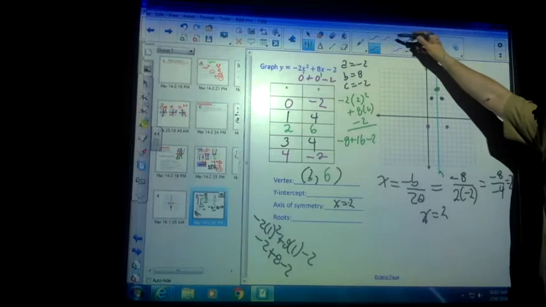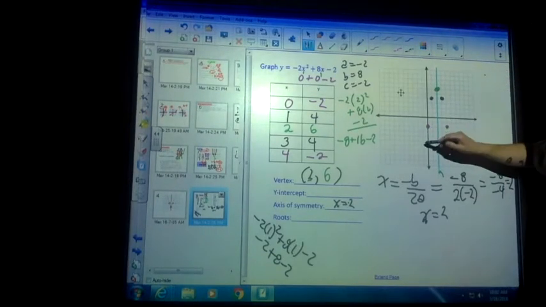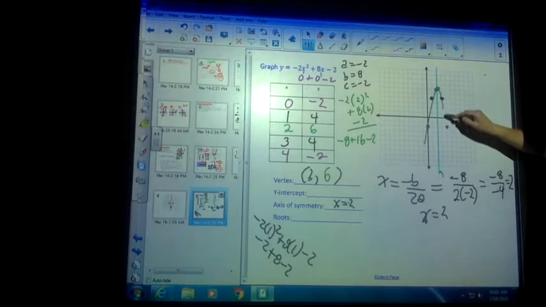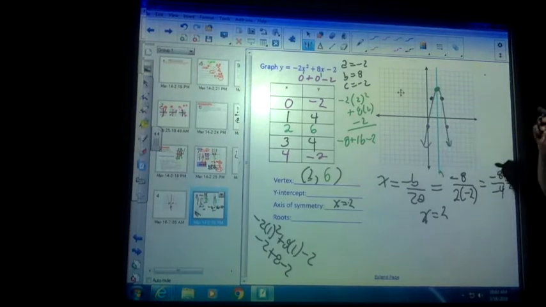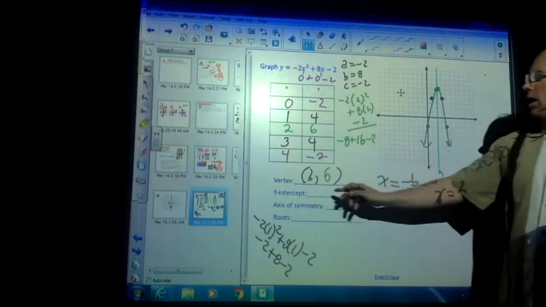Ladies and gentlemen, let's pick that color. That'll be all right. Ladies and gentlemen, does this cross the x-axis? Yeah. Can I see exactly where it's crossing the x-axis? Exactly where? Or somewhat where? Close to where? Somewhat close. So I can't see exactly, right?